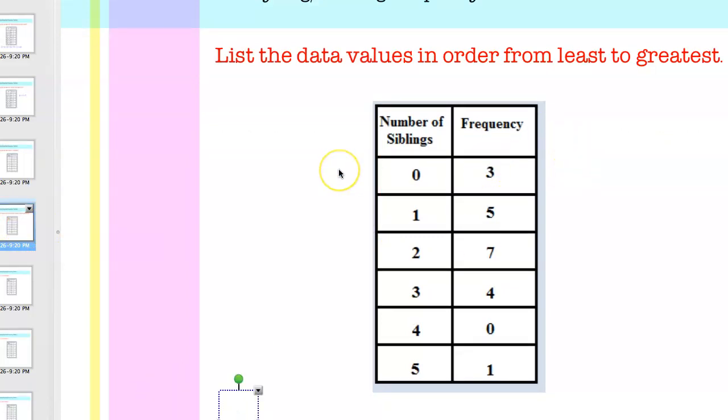There are 3 zeros. There's 5 ones. There are 7 twos. There are 4 threes. There's 0 fours and 1 five. So that's how I would list a data set in order from least to greatest. Okay.